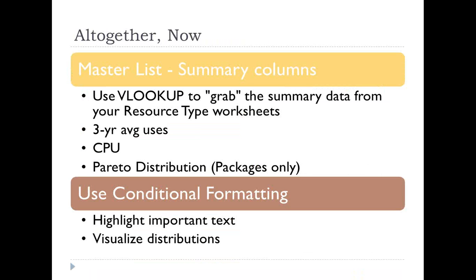Now pulling it all together. So now we can include in our master list summary columns from all these different worksheets by using VLOOKUP to grab that summary data from each of those resource type worksheets, data that could include the average uses, the cost per use, and the Pareto. And this is very helpful because very often I found I had to go in and change information. I found out, oh, this usage was based only on 2 years. I finally got the 3rd year in. Now I can add that to it. If I just copied and pasted the values, I would have been having to correct data all over again. And then I could use the conditional formatting to highlight important text and visualize distributions.